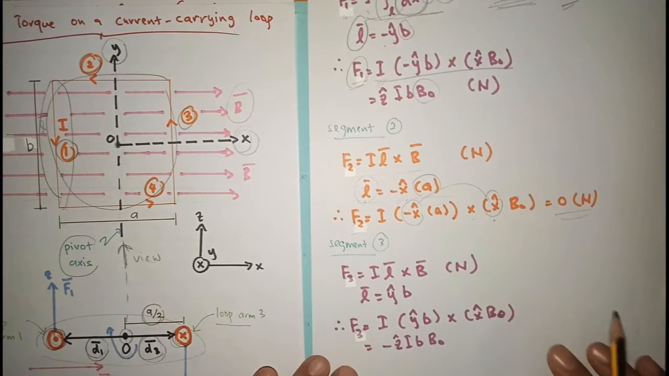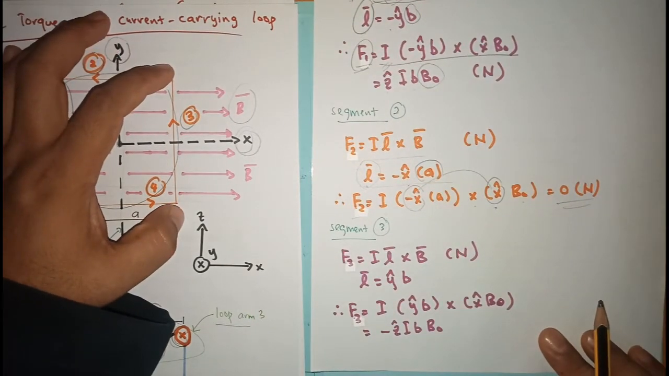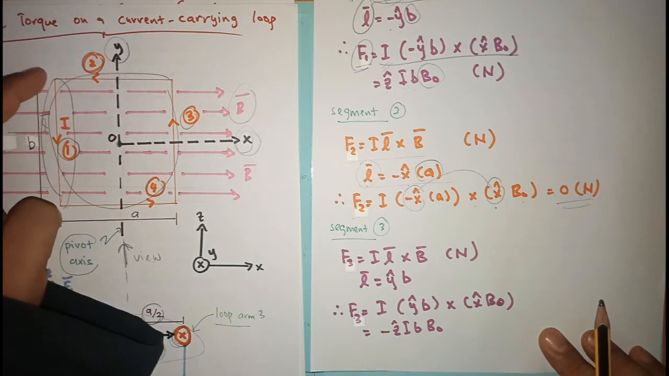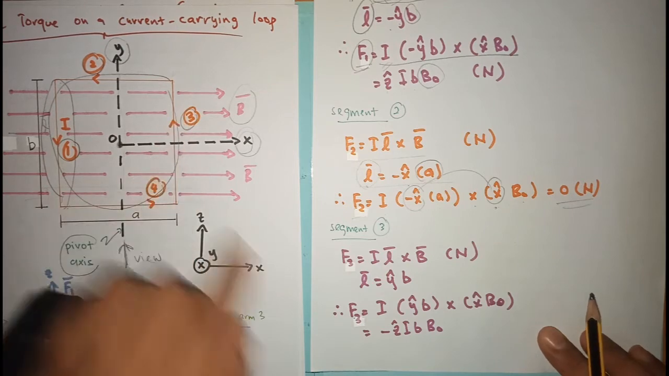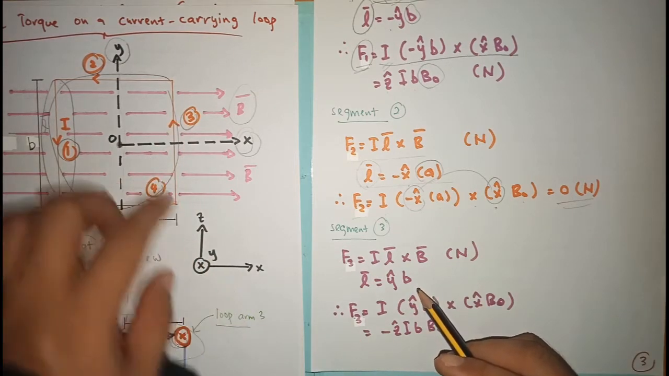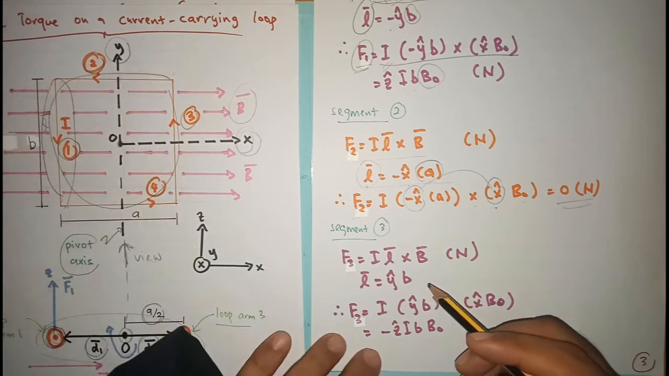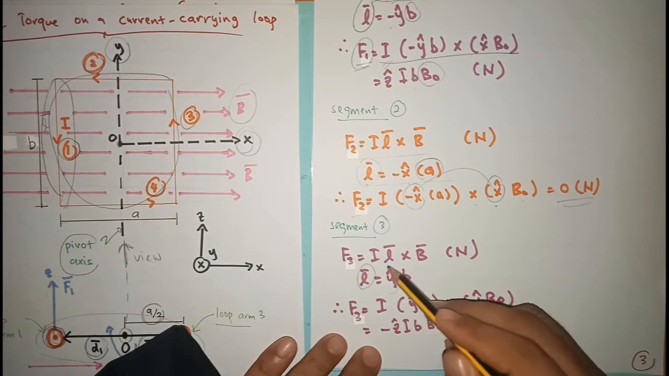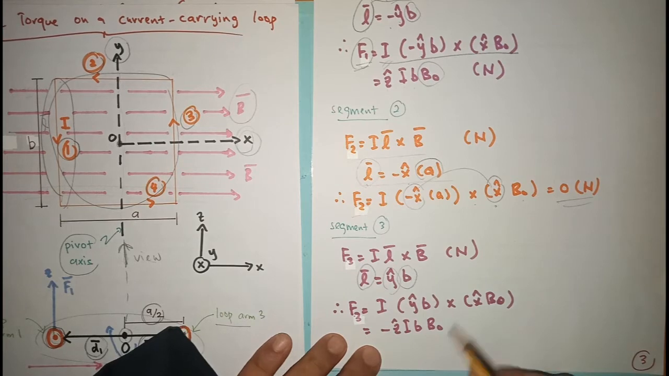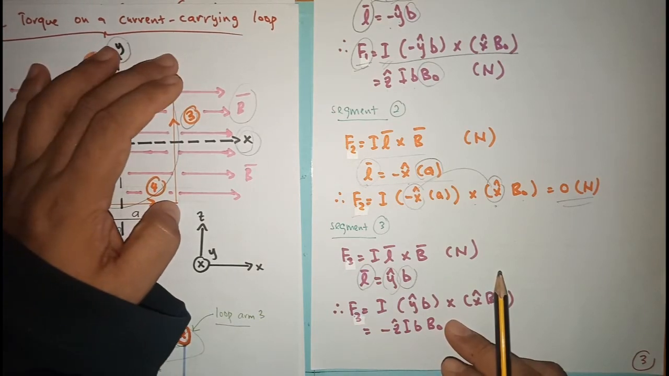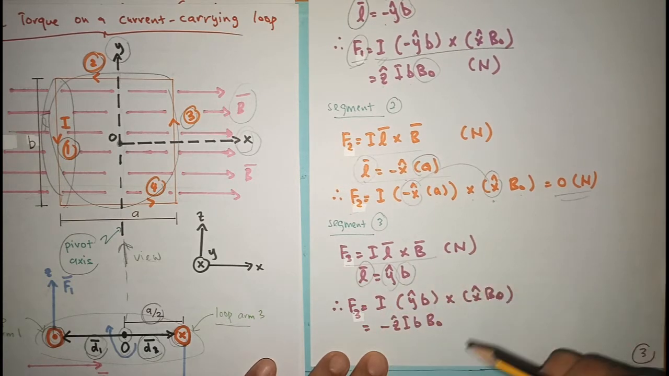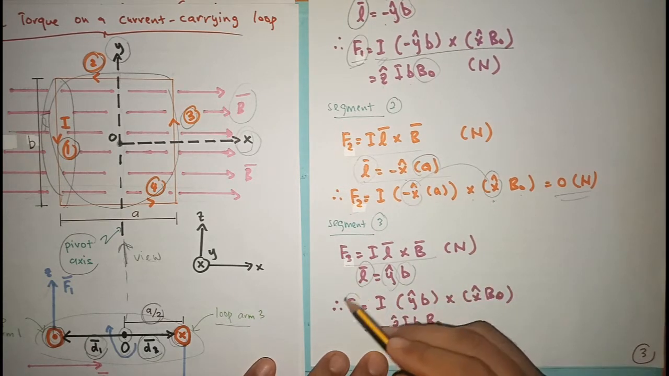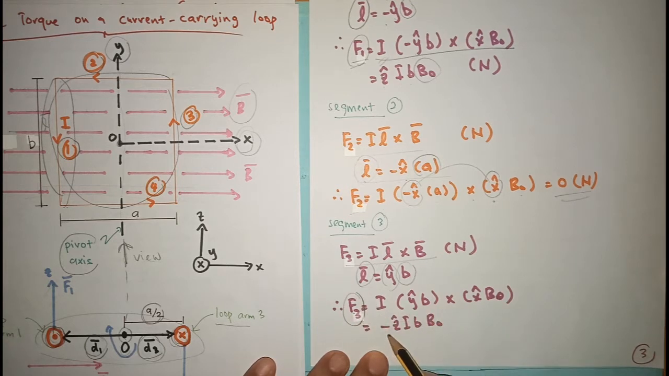Alright, in the third segment we have almost similar conditions to the first segment, except the direction of the current is different. In this case, the current is in the positive y direction. Therefore, the vector L is equal to y cap multiplied by b, which is the length of this loop. By solving this expression with all the parameters we know, we have F3 is equal to minus z cap I b multiplied by B naught.